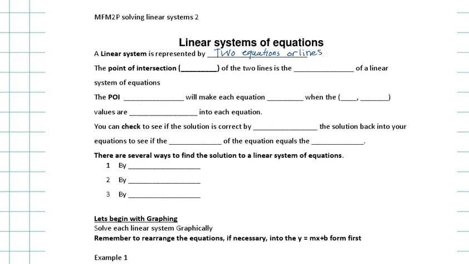The point of intersection, what do I write for it? The POI of lines is that of a linear system of equations. What do we call the point of intersection? Something that starts with an S. It is the solution. So this is your solution. This is your answer. This is how you solve for it.